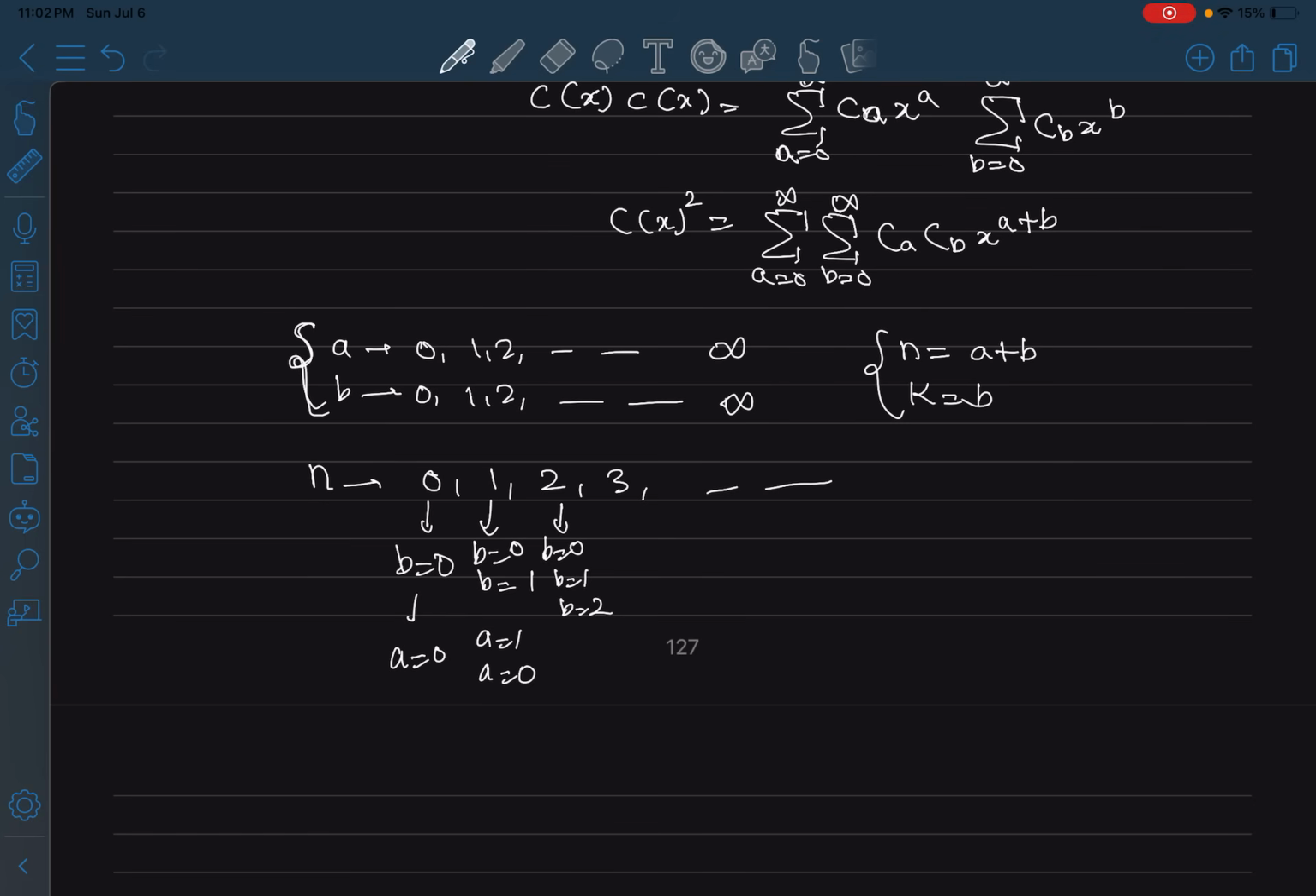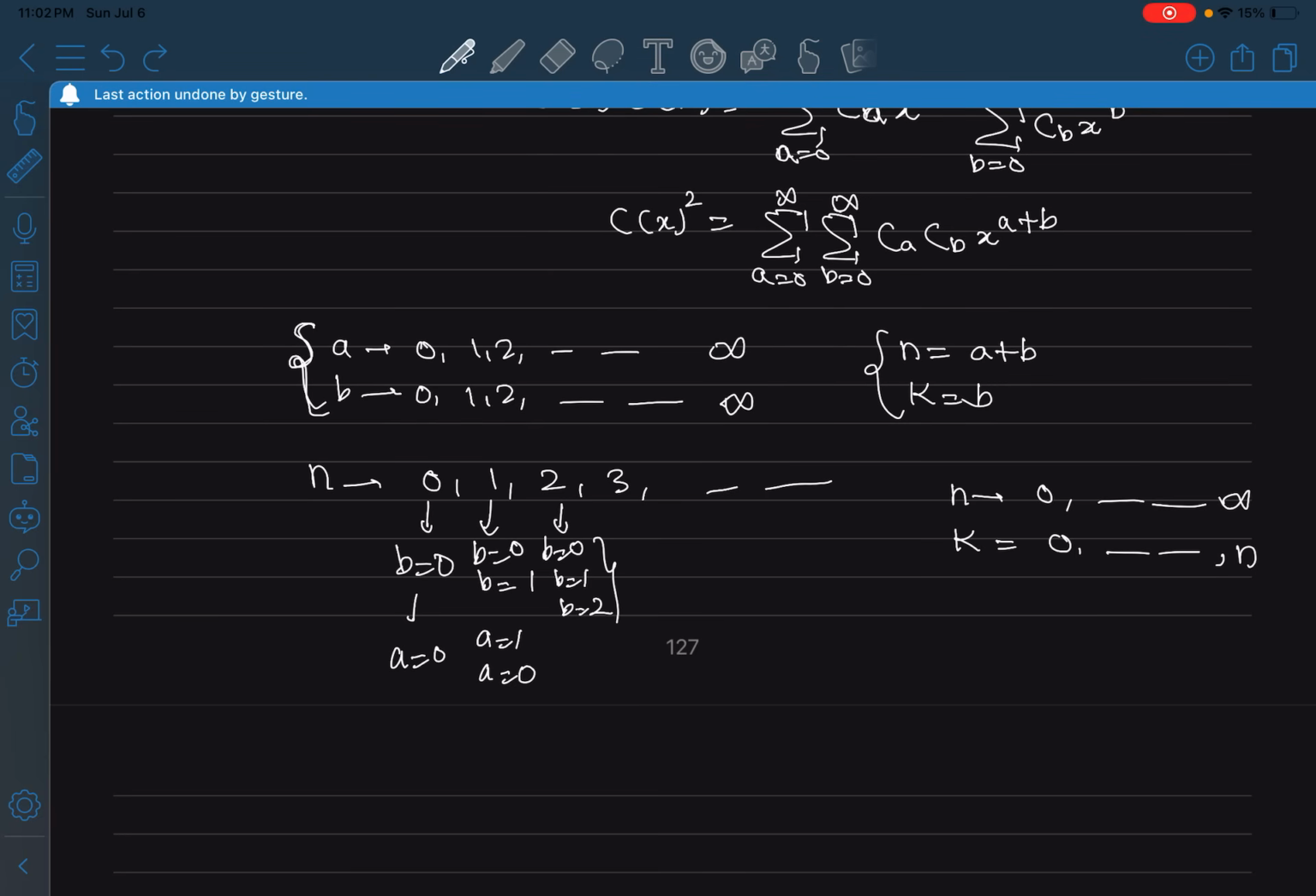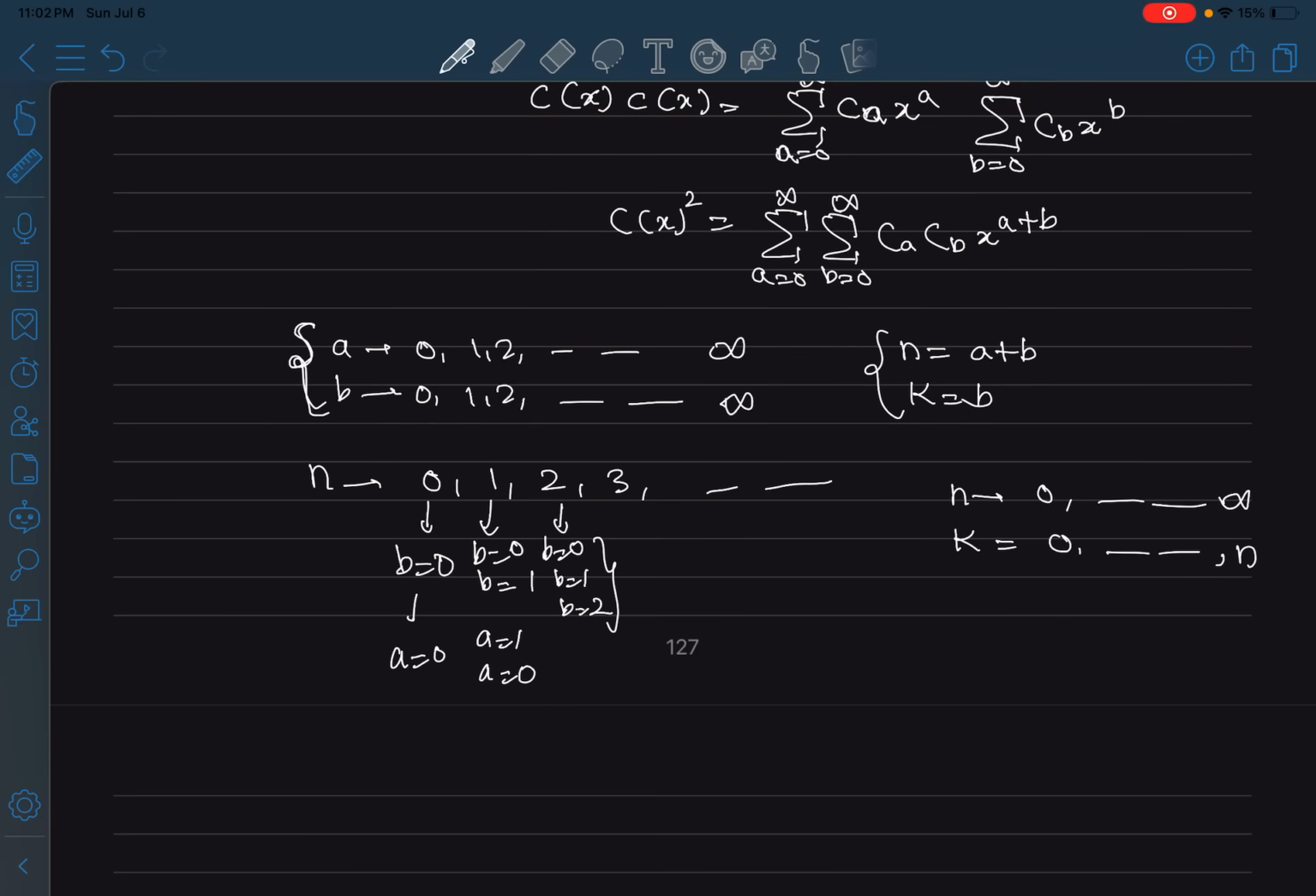Now we can let n go from 0 to infinity, and let b, or k, go from 0 to just n, right? Because b is a non-negative number, we saw that it can go from 0 to n. Over here it can be b0, b1, b2, b3, and corresponding to each case we will have a3, a2, a1, and a0, right? So that covers all the previous cases, and this is a valid variable change.